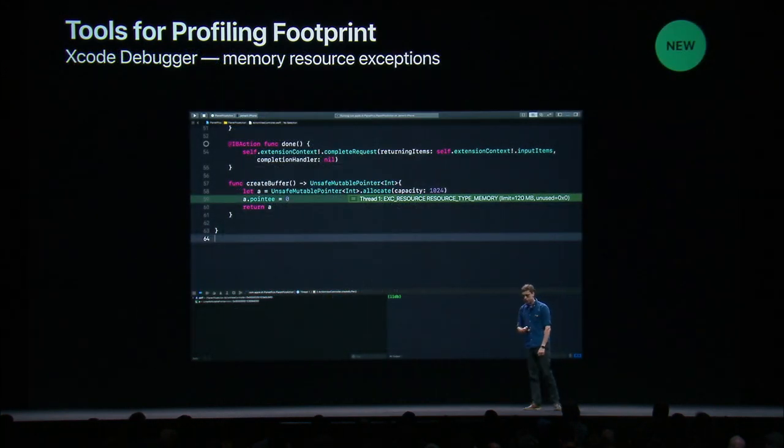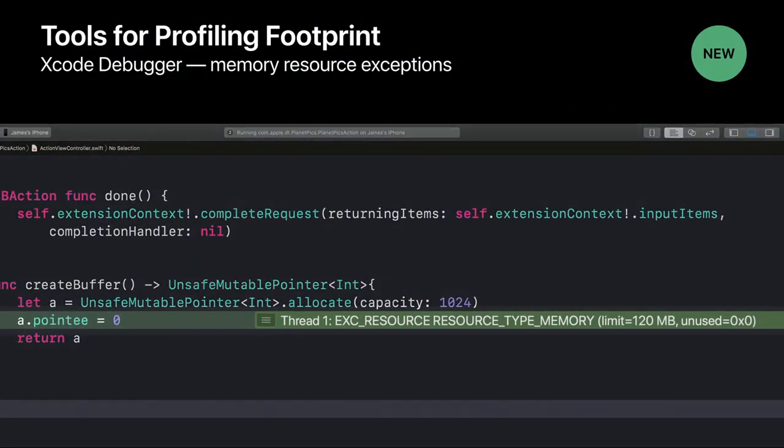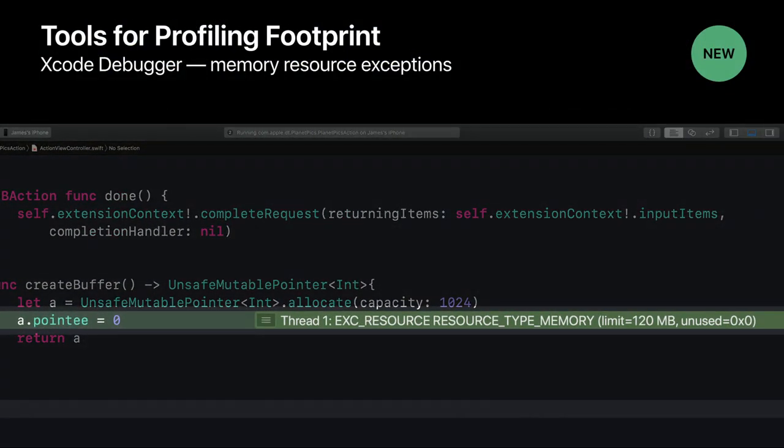Carl mentioned earlier that if you approach the memory limit of the device, you'll receive an EXC_RESOURCE exception. Well, if you're running your app now in Xcode 10, Xcode will catch this exception and pause your app for you. This means you can start the memory debugger and begin your investigation right from there. I think this is really, really useful.